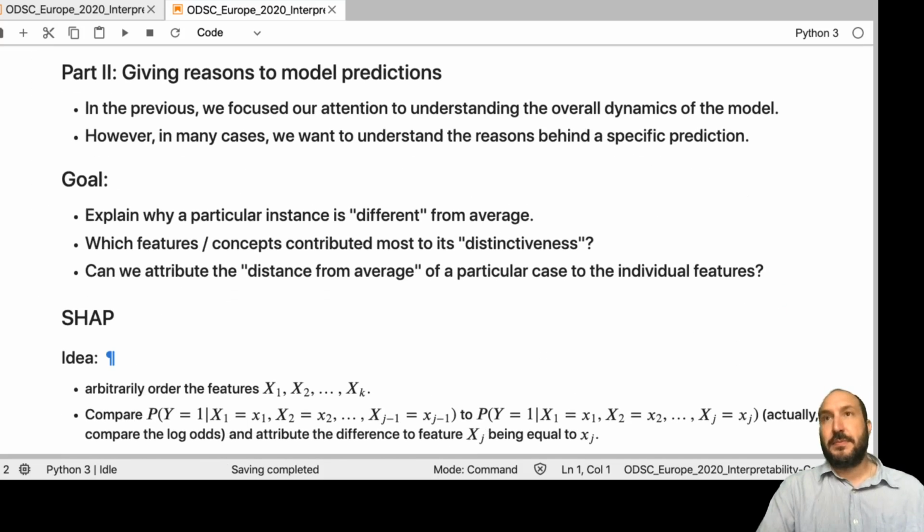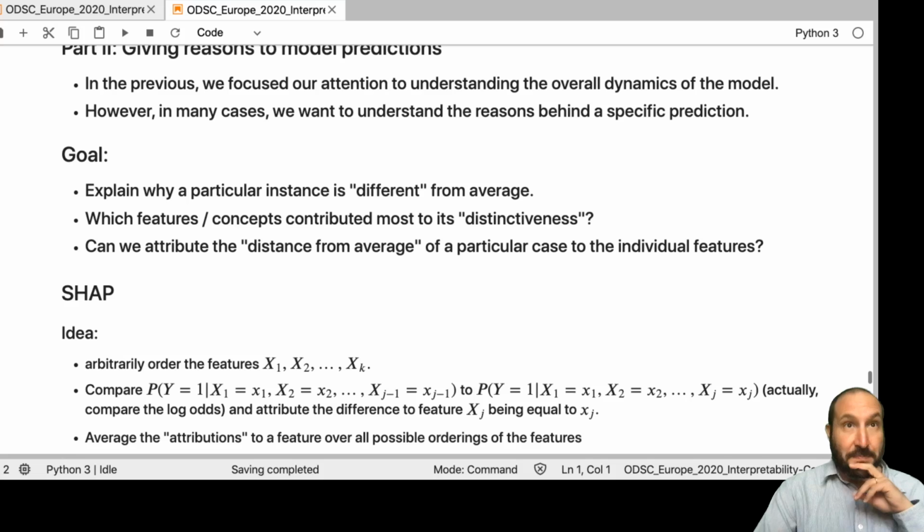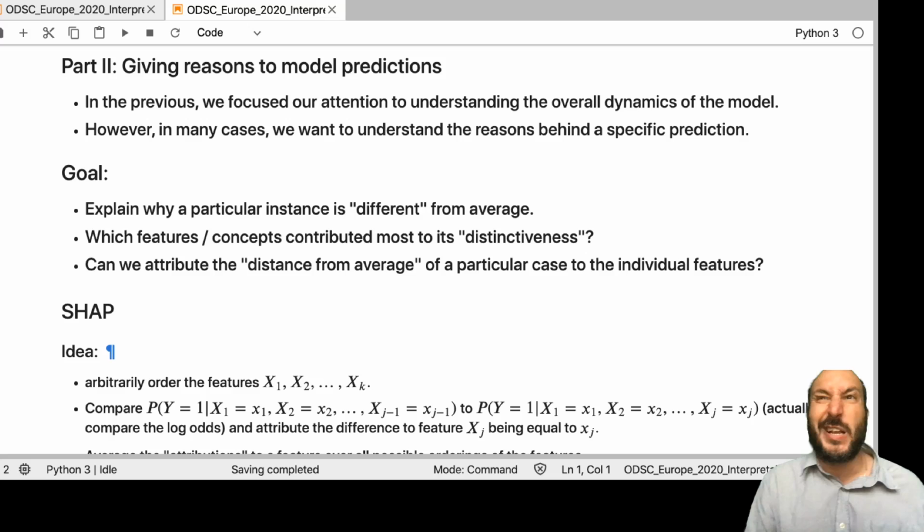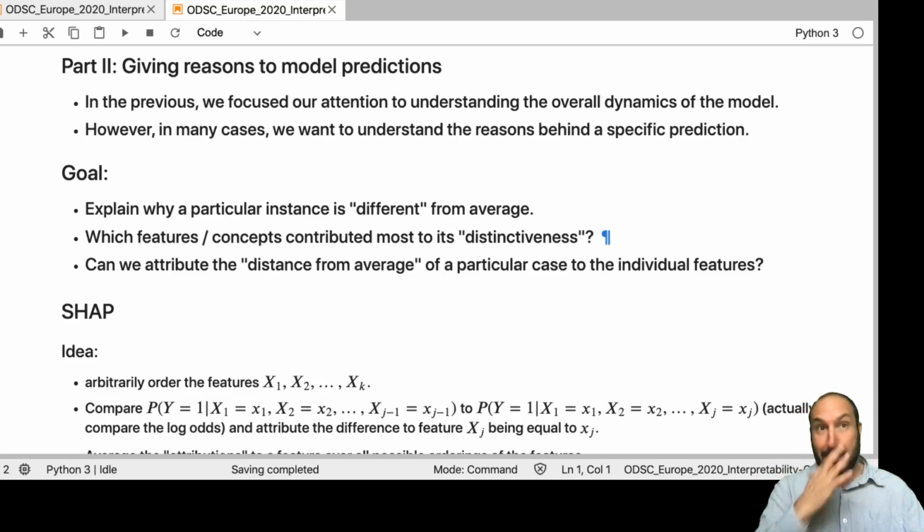Now we're going to move forward into part two, running behind on time a little bit. In part two, we want to understand the reasons behind a specific prediction. So in this case, my model said this person is very likely to buy an umbrella policy, and we want to explain why we think that person is more likely than average to buy an umbrella policy. So our goal is to explain why a particular instance is different from average, and which features and concepts contributed most to its distinctiveness.